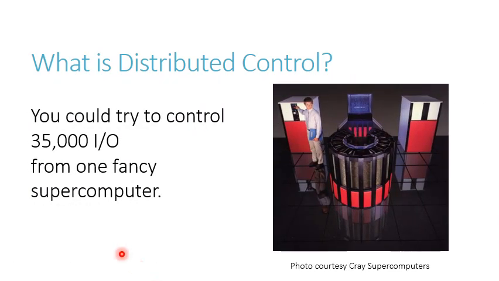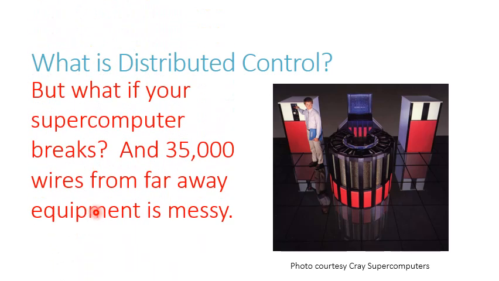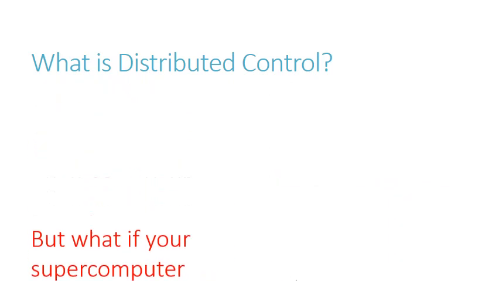So you might think that you want to have a central control room with a big central control computer controlling everything from one location, but that's typically not how it's done. You know, there are some problems with that. What if your supercomputer requires maintenance, and you don't want to have all the wiring coming into one central location? It becomes really impractical.